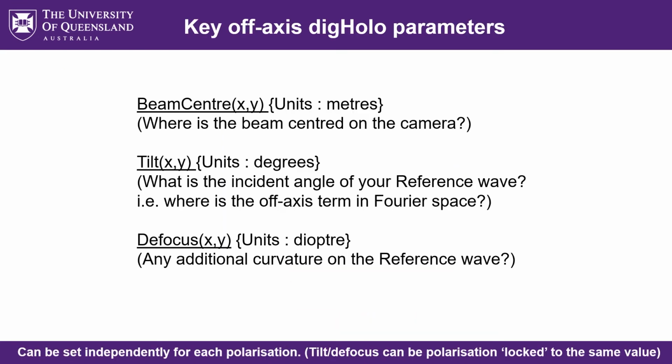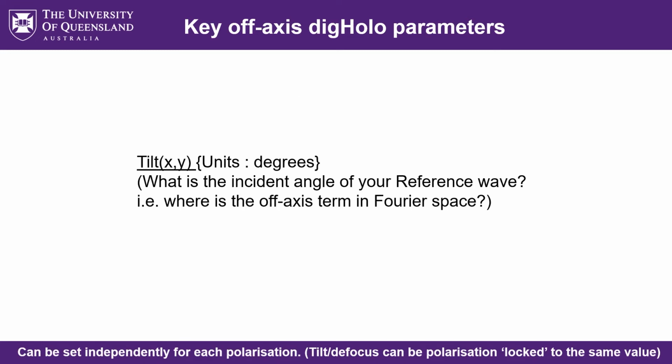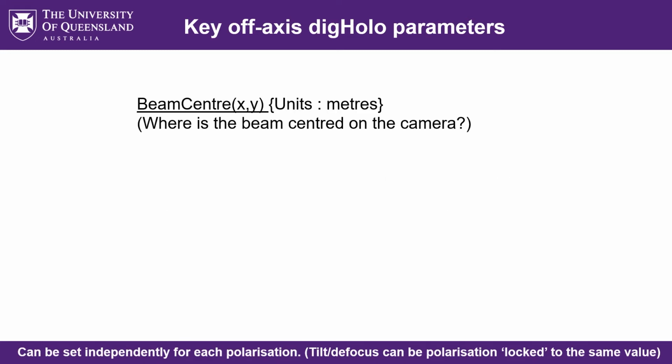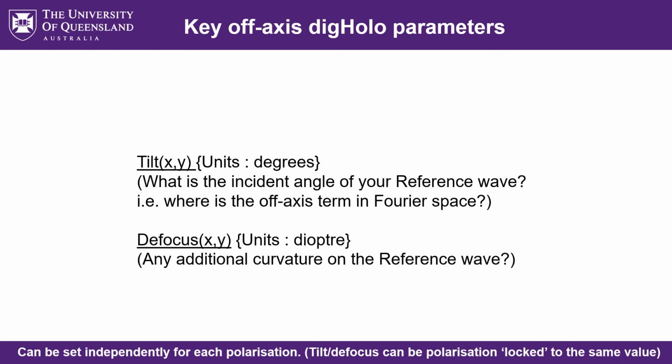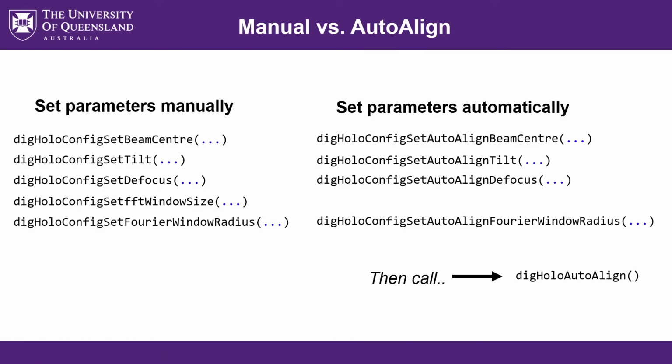Okay, now we get to the key parameters that need to be specified for off-axis digital holography to actually take place. Effectively, they are: where is your object wave and what is your reference wave? Where is your object wave on the camera? Where is your reference wave in Fourier space? And optionally, you can also specify things like if your reference wave is a bit out of focus. These parameters can be set manually using routines I'm about to show you, or alternatively, there is an AutoAligh routine that will analyze the batch and attempt to find them for you.